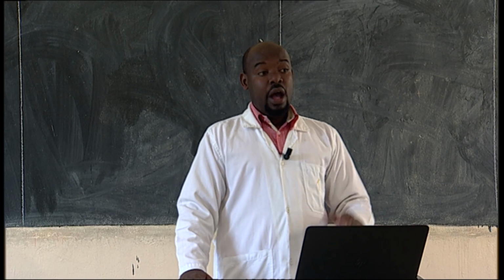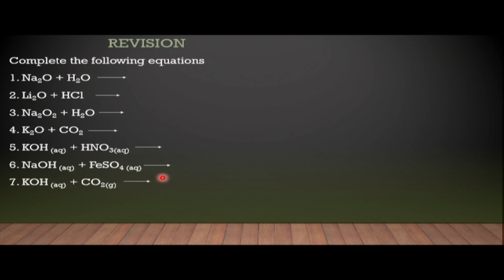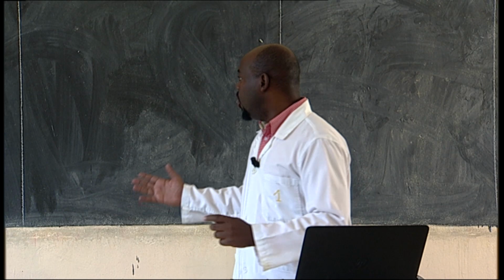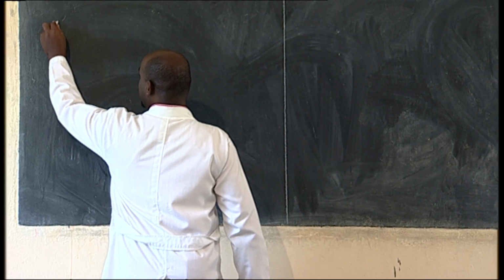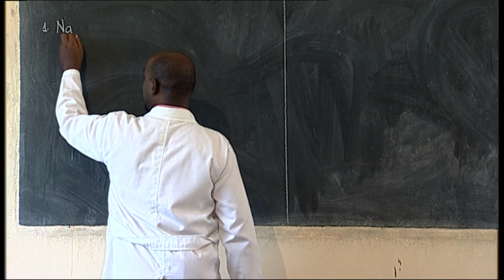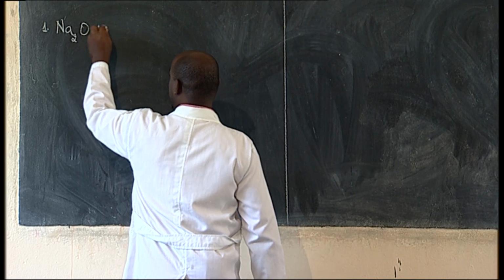Good. I gave you a homework. I think you worked on it. And here I have a revision exercise, but today you are not going to get time to try them because it's very simple. So we will work together and complete and balance these equations. We have sodium oxide reacting with water. Do you remember what we get? Equation number 1, sodium oxide reacting with water.